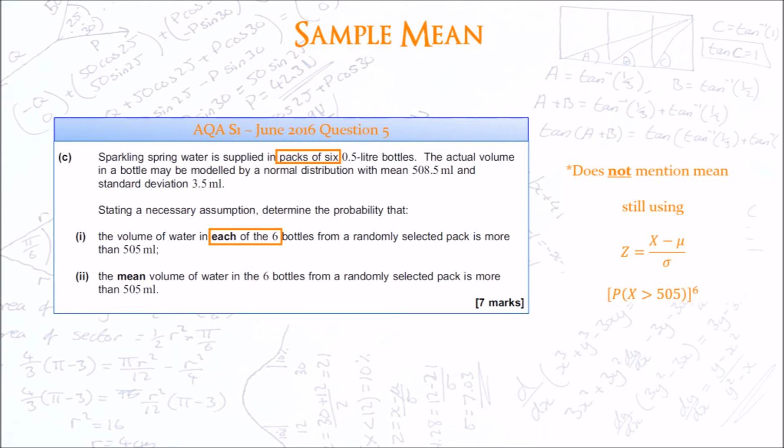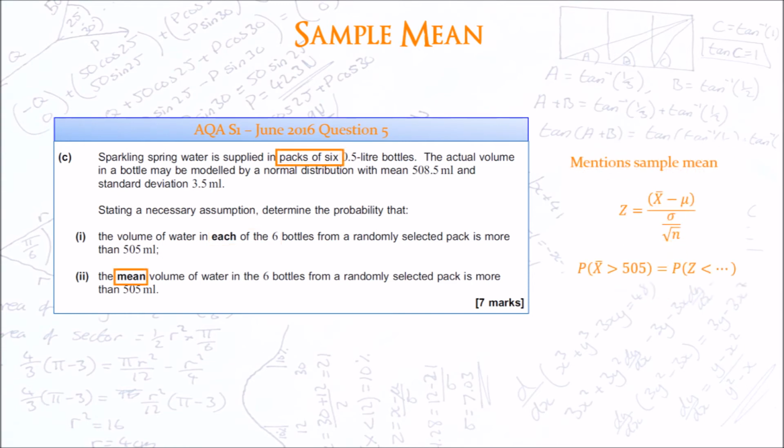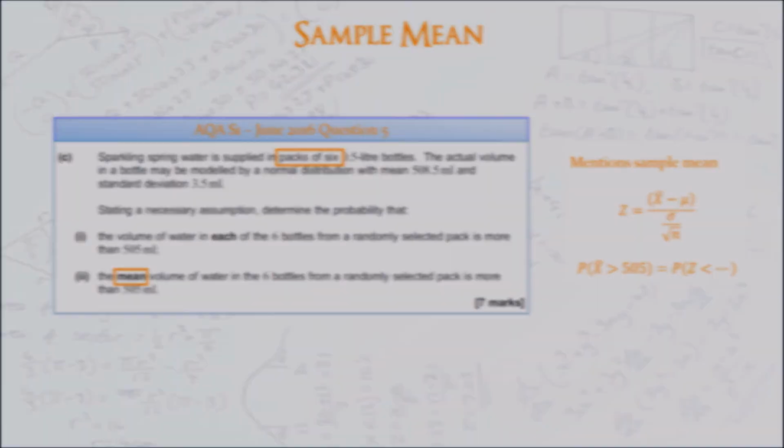On this one here, again, it says packs of 6, so this is talking about a sample, and in part 1, it says volume of water in each of the 6 bottles, so all of them. They all have a certain property. There's no mention of mean, so we're going to find a probability that one of them has that property and raise it to the power of 6. Whereas in part 2, it's specifically mentioning the mean of that sample. So in this one, we're going to be using z is equal to x bar minus mu over sigma over root n.